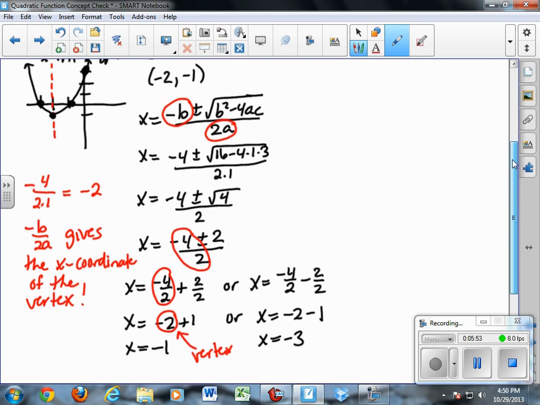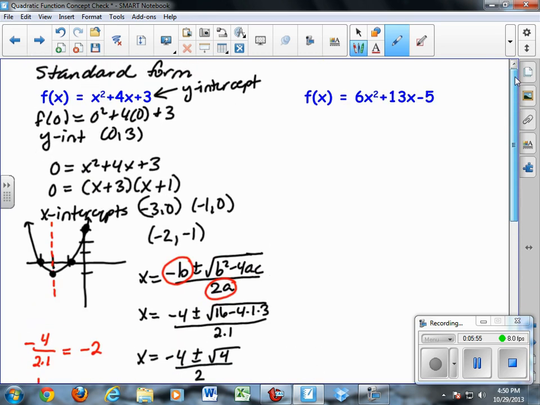So if we go and look at the second example, this can be factored. I already know this is the y-intercept. If I let x equal 0, that's my y-intercept. So I know 0, negative 5 is my y-intercept. So there's one point. And this actually can be factored.